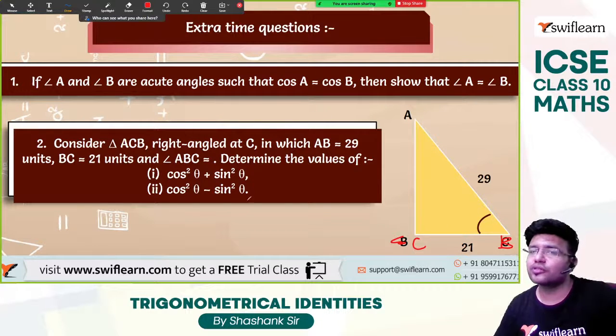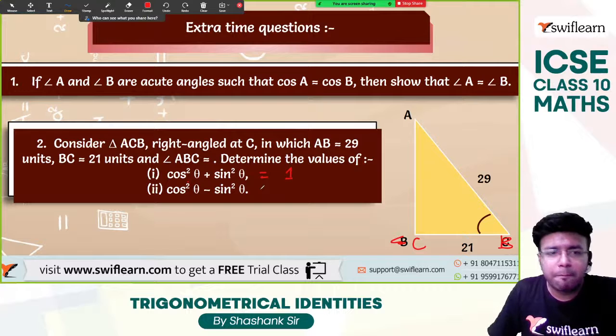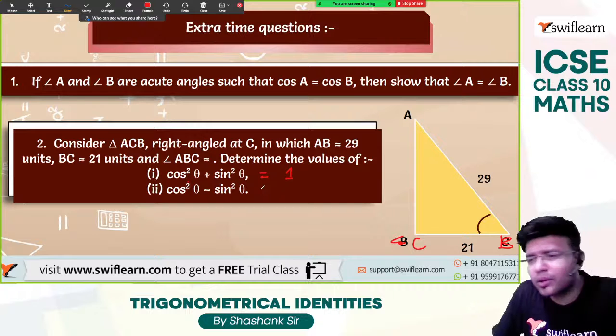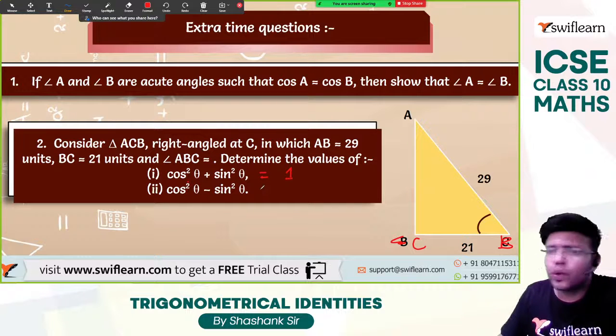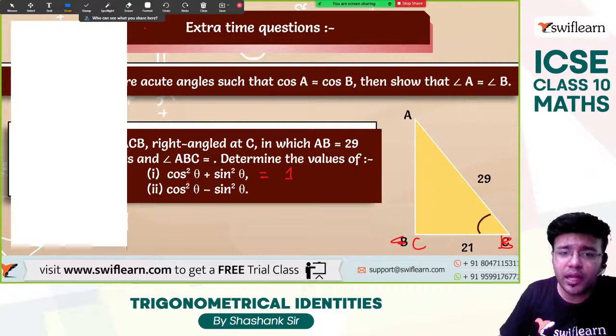Determine the value of cos square theta plus sin square theta. This is 1, this always will be 1, but they have not mentioned the angle. They should give the angle. Consider this as a right angle triangle, right angle at C. Angle is not required. Don't worry, without the angle also we can solve using the Pythagoras theorem.